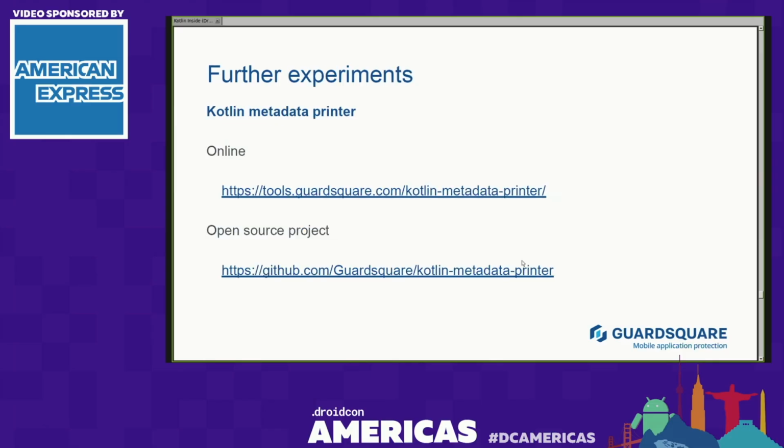If you really want to try out more, of course, you can look at the Kotlin metadata printer that I've discussed. This is the URL for it, for the online tool, where you can upload your APK and browse through all of the metadata. Or you can download the open source project, compile it yourself, and look at your metadata on your own computer.